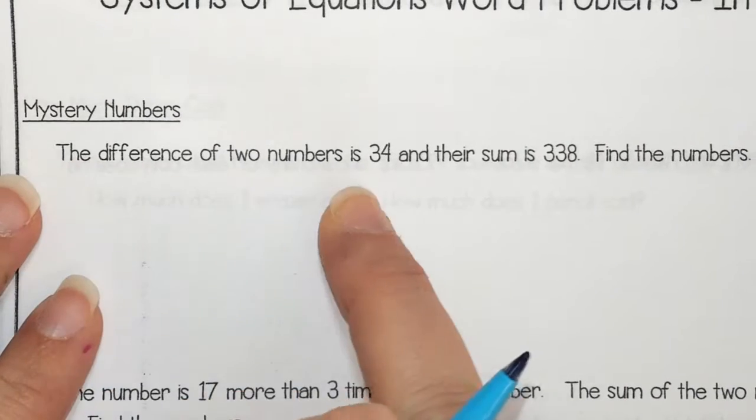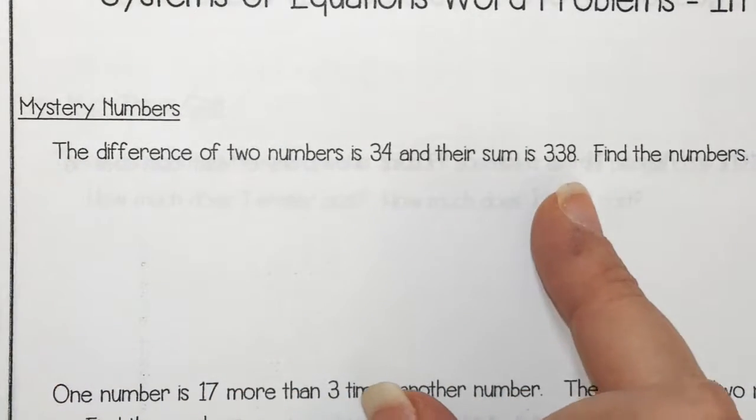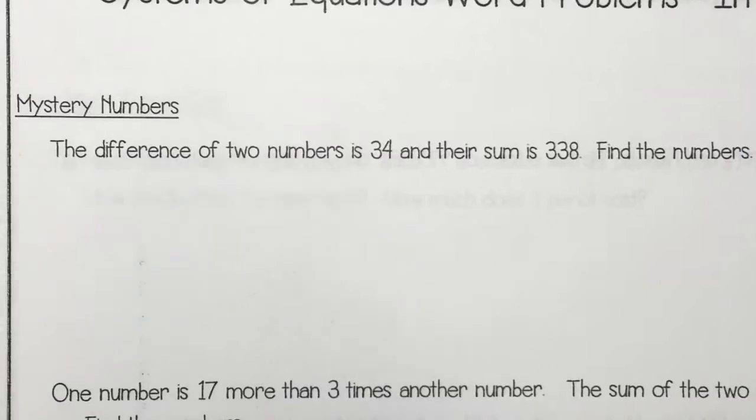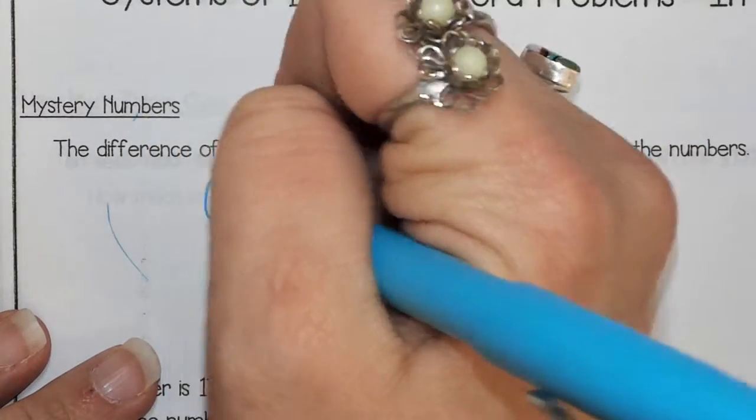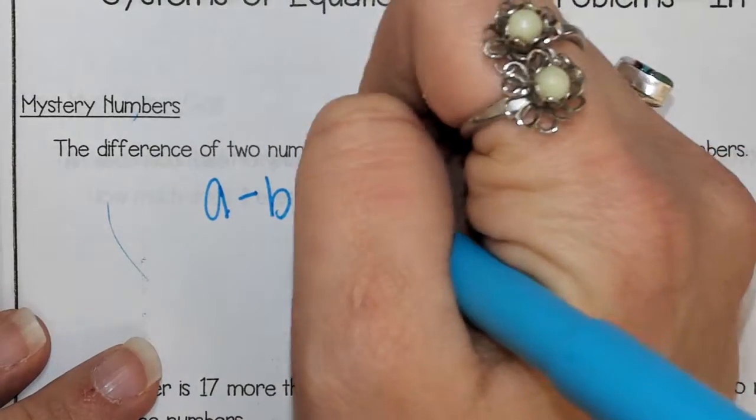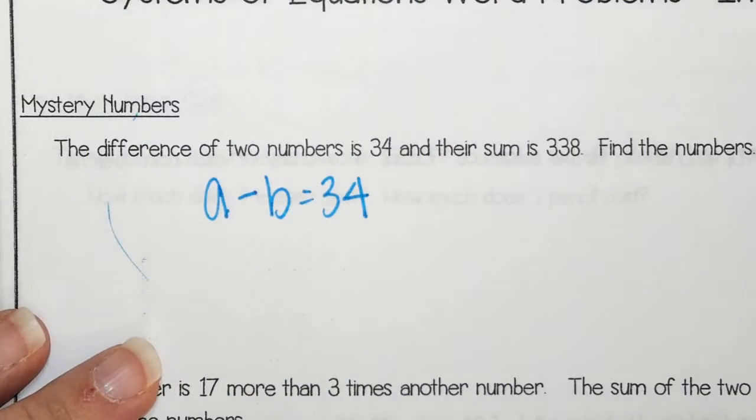Alright, at the top it says, the difference of two numbers is 34. Their sum is 338. Find the numbers. What does difference mean? Okay, and we don't know what the numbers are, so we could call them A and B. A minus B equals 34. And then it says their sum is 338. So what do we do?